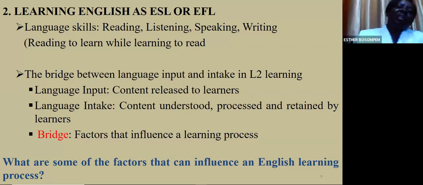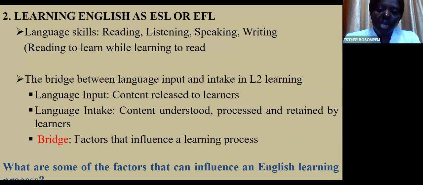Then there's another thing, which is the bridge between language input and intake in L2 learning. My dear friend, when we expose the students to language contents, it's not automatic that they will grab it, understand it, and use it. There is a bridge between the input and the intake. So what is input? The input is the content that we release to the learners or what we expose them to. Then the intake is what they understand, what they process, and what they retain. So the question is, that very bridge, what can we find on the bridge?